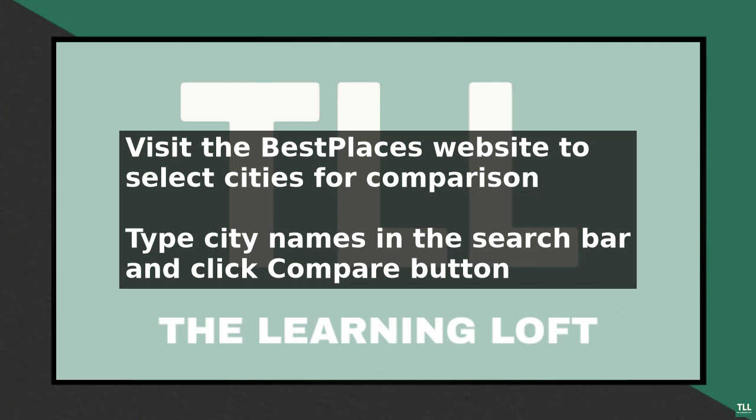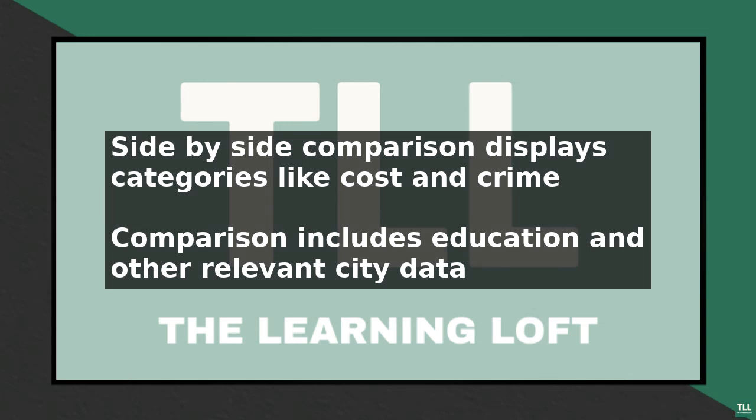comparison of the cities. This comparison includes various categories such as cost of living, education, and crime rates. To export the comparison, look for the Export button, usually located at the top or bottom of the page. Clicking on this button will give you several options to export the data, including CSV, PDF, and Excel. Choose the format that best suits your needs and click on it.